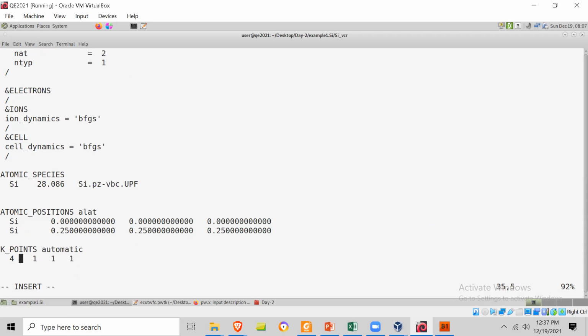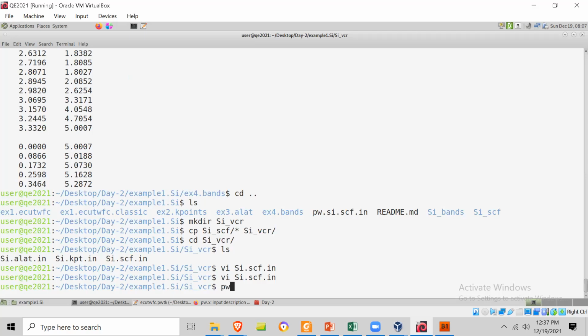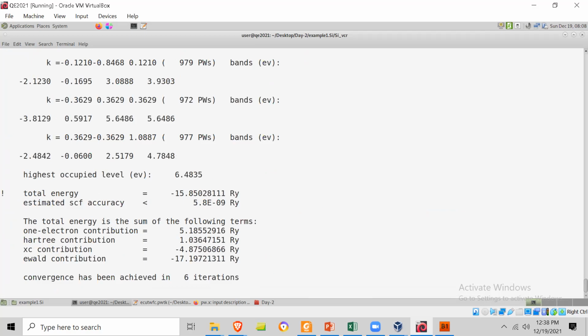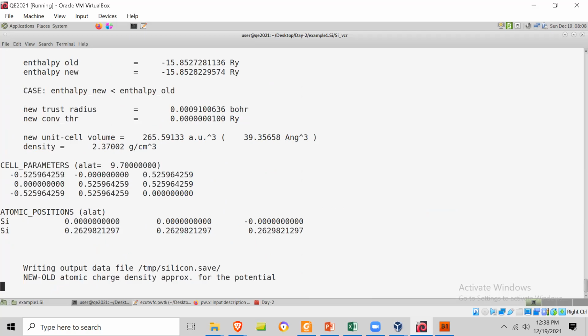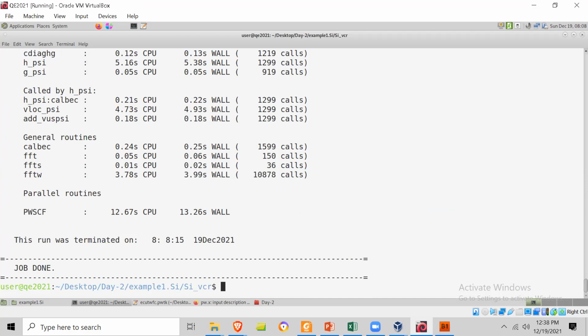Oh, sorry, this was 4x4. That's fine. So now you can just do this. You can input the file and ask it to output this usi.vcr.out. So now it runs and it's going to print forces and then run again, print forces and run again until it reaches the force convergence threshold. I'll show you. Okay, I think it's coming to a close. Yeah, it did come to a close.